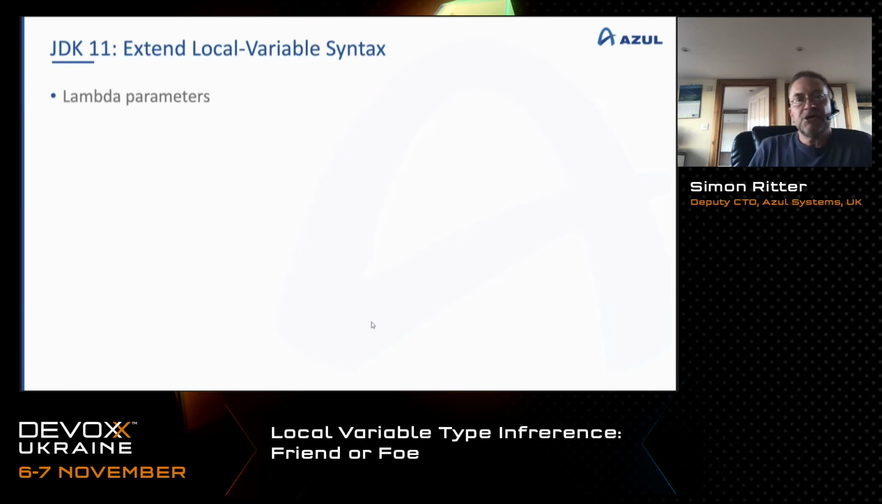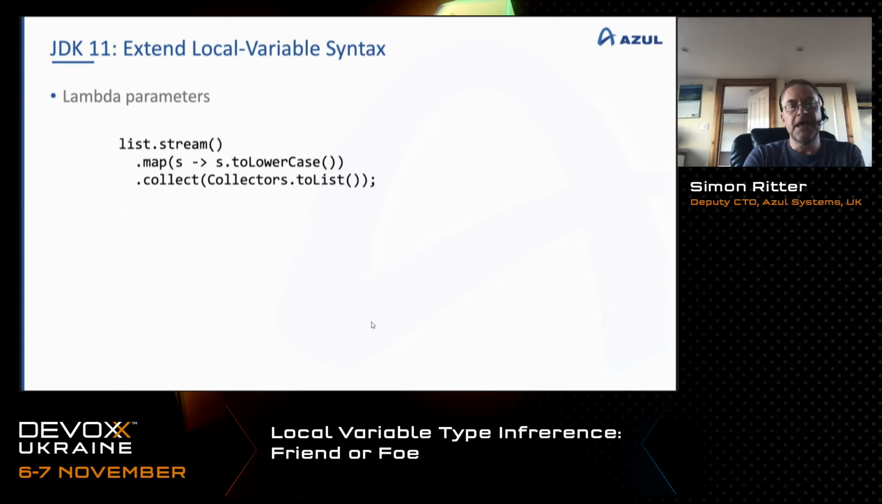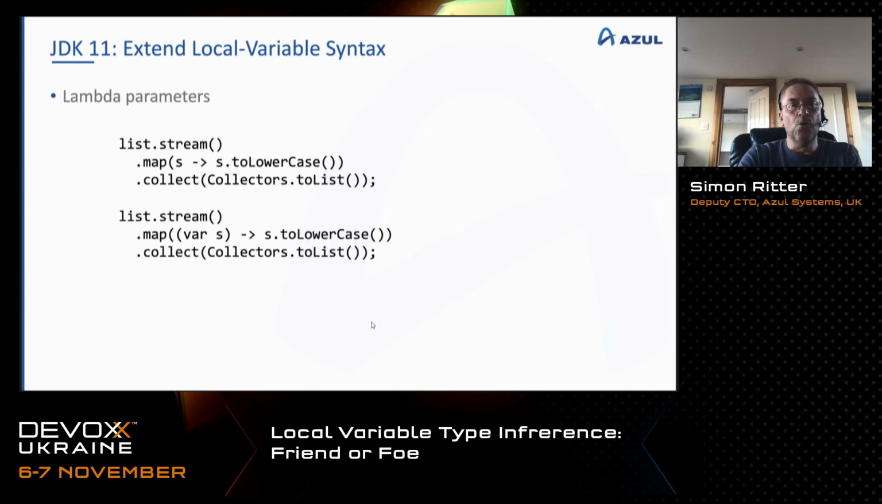JDK 11 actually extended the syntax for local variables in terms of type inference, and specifically around lambda parameters. So what does that mean? Well, if we look at this, we've got list.stream, and then we're using map with a lambda expression, s goes to lowercase, fine. What we could do is say var s goes to lowercase. And you look at that and go, well, why would I do that? Because s is already using type inference.